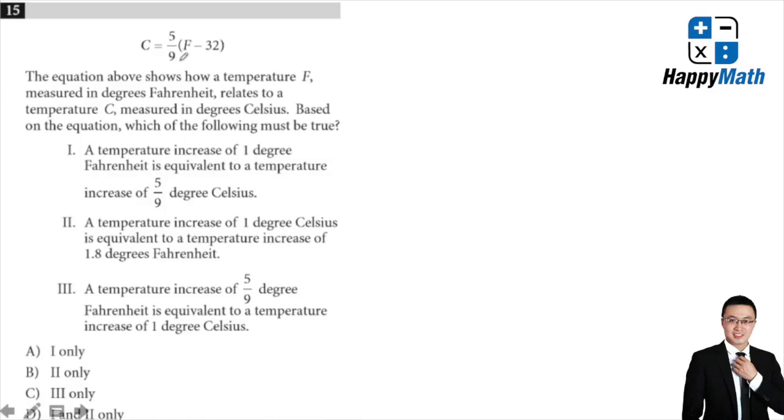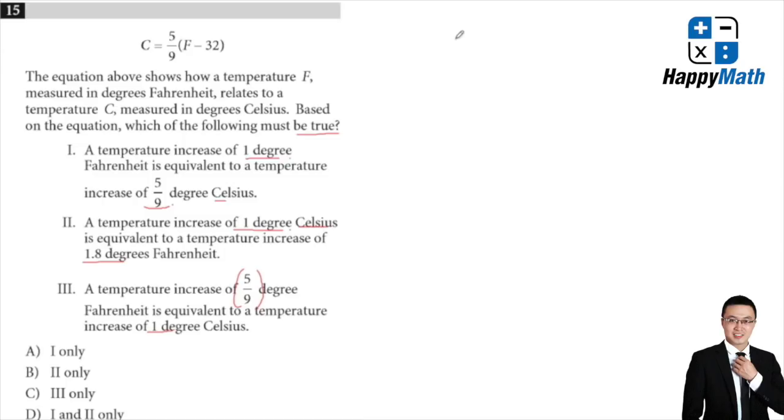Question 15. The equation above shows how temperature F, measured in degrees Fahrenheit, is related to the temperature C, and you got the equation. It means this equation will tell you about the relationship between C and F. Okay. So which of the following must be true? The temperature increasing 1 degree, the C will be increasing by this. Okay, it's quite easy to get confused.